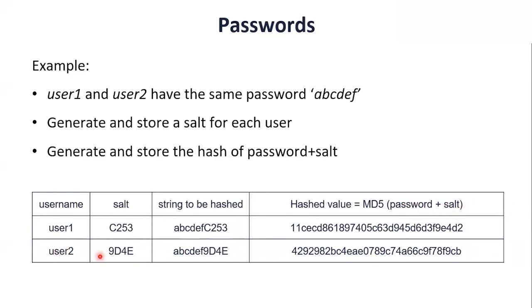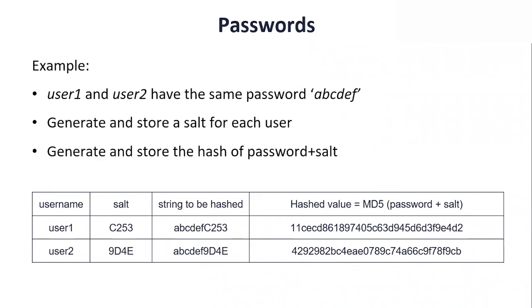For user 2, he has a different salt value since it's randomly generated for each of the users. We don't know what the salt would be; it's any random number that is generated and saved to the database. Again, for him, the text that is going to be hashed would be ABCDEF 9D4E, since he has a different salt. When we hash that, this user gets a different hash value. So it's a completely different hash value from user 1, although they have the same ABCDEF password.